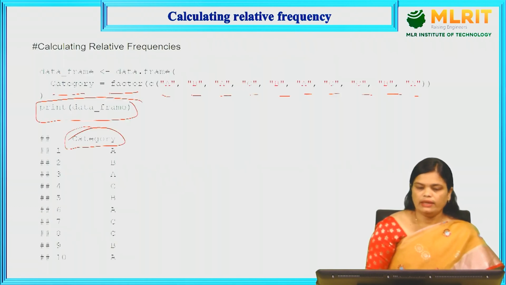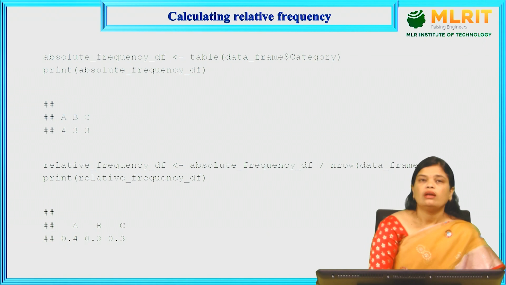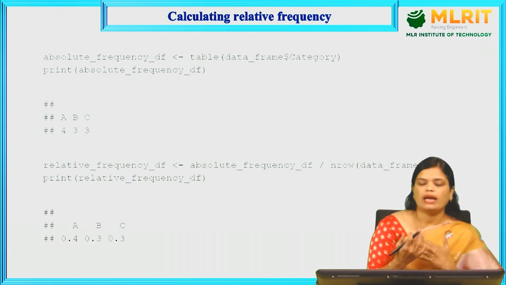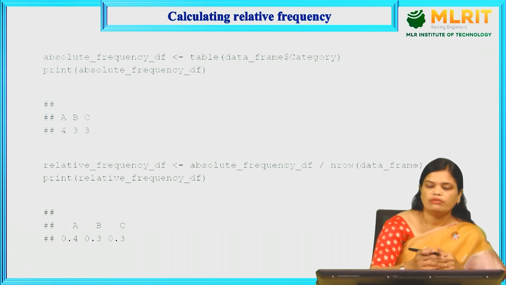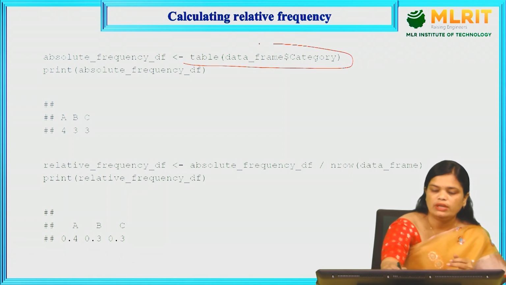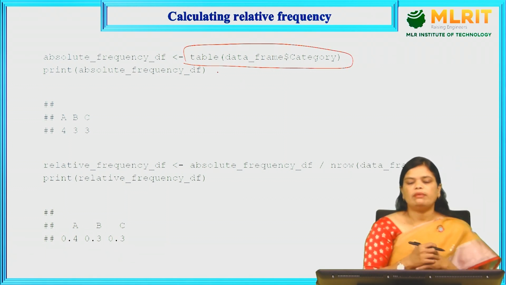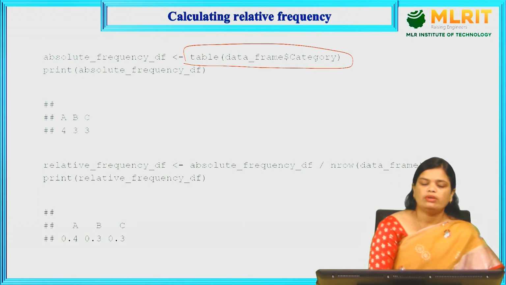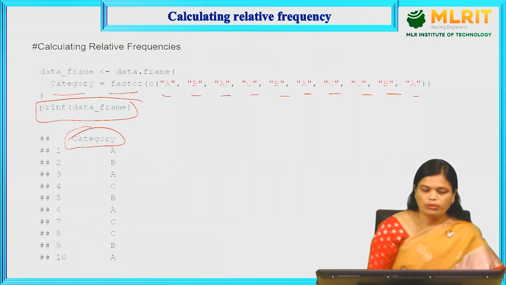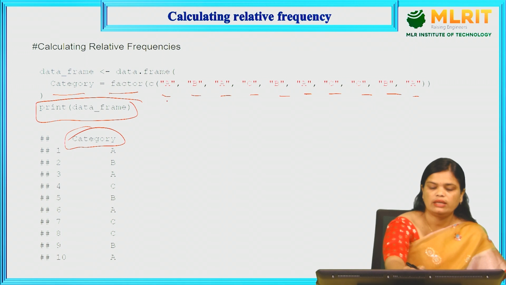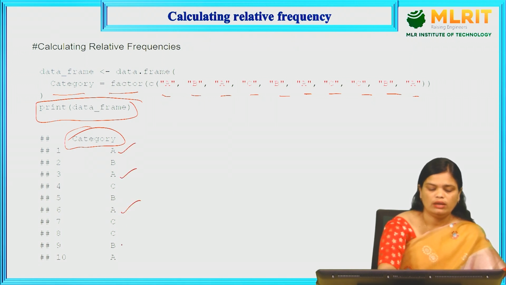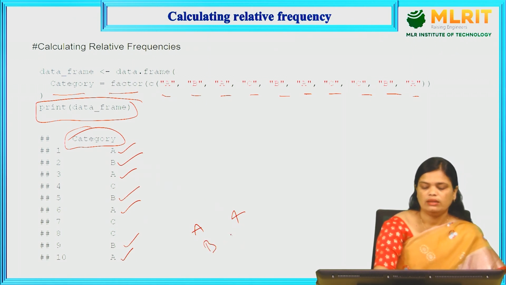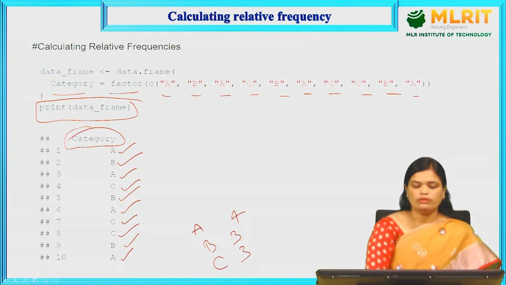For calculating the relative frequency, we have to calculate the absolute frequency. For calculating the absolute frequency, we are using the table built-in function. The table built-in function is applied to the category. How many number of A's are there here? 1, 2, 3, and 4. 4 number of A's are there. How many number of B's? 1, 2, 3. 3 number of B's are there. 1, 2, and 3. 3 number of C's are there.